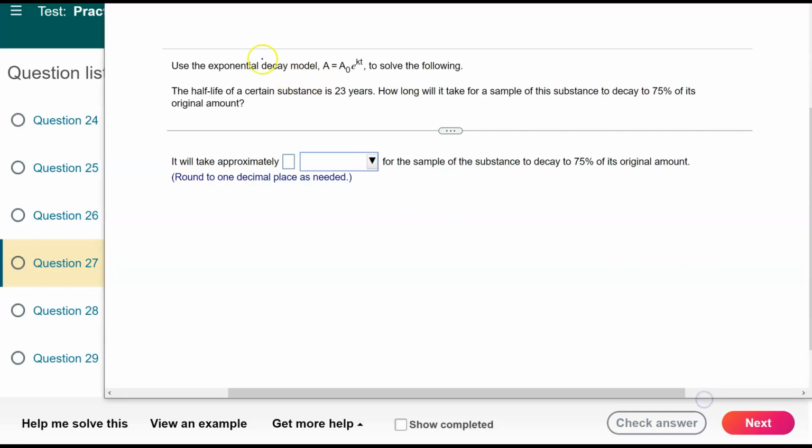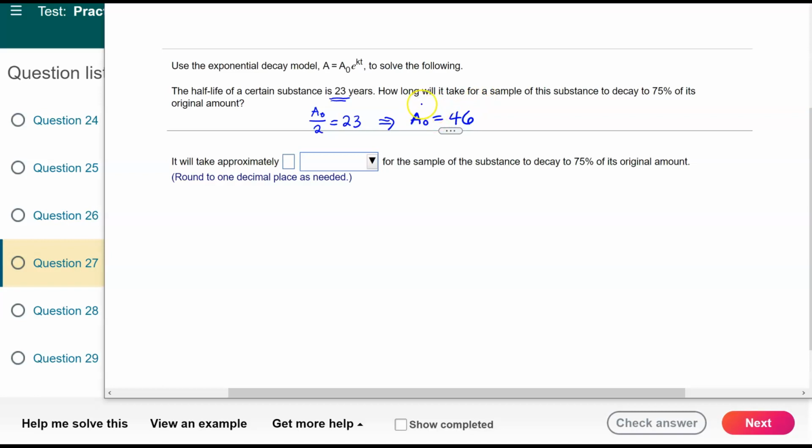So here, this is the half-life of 23 years. That means A sub 0 over 2 is equal to 23 years. So in other words, from here, we can compute for the original amount. So A sub 0, initially, it will just be equal to 46.